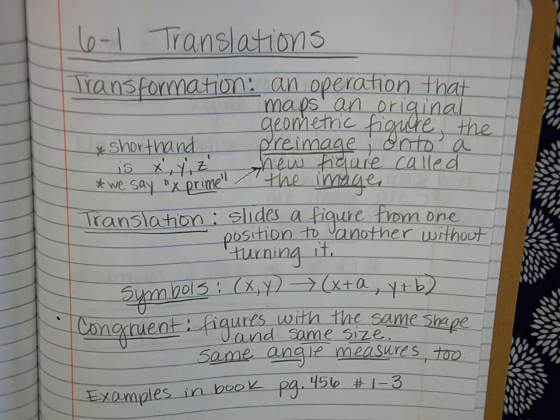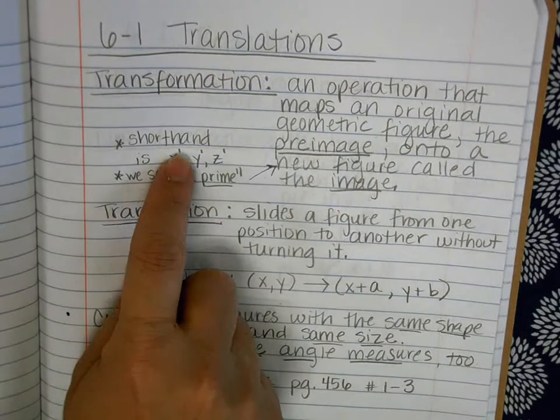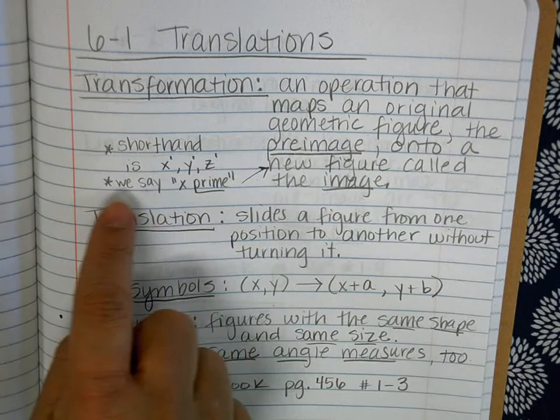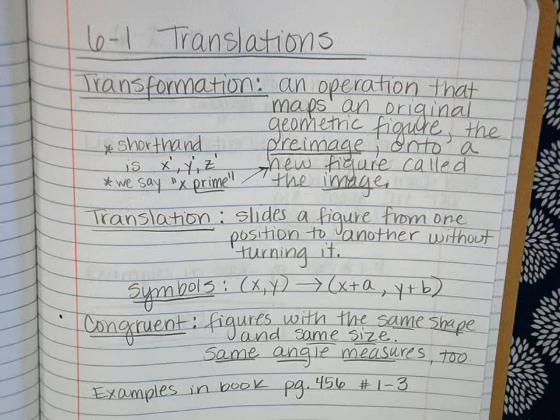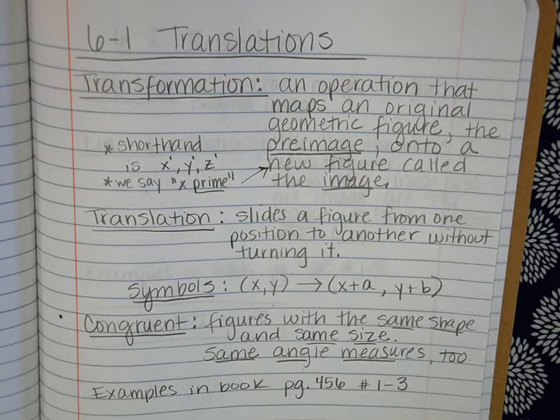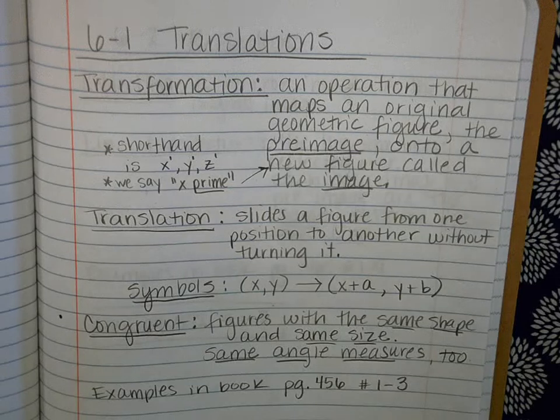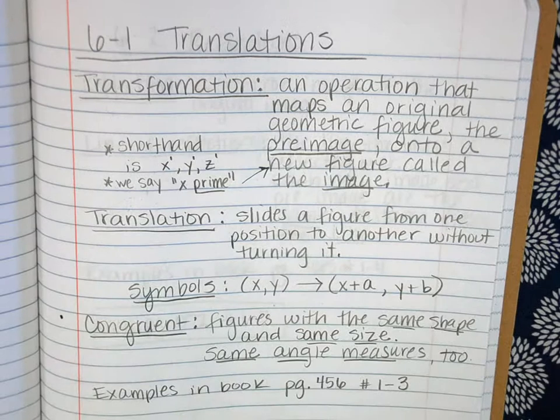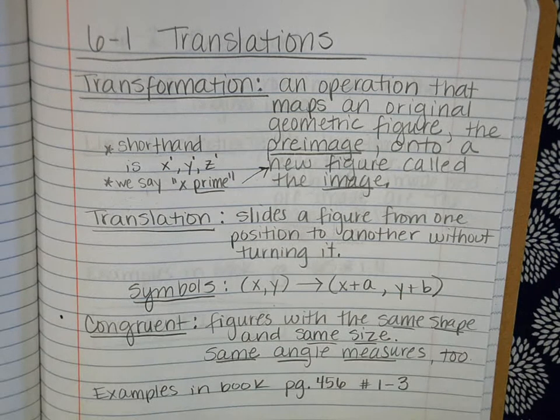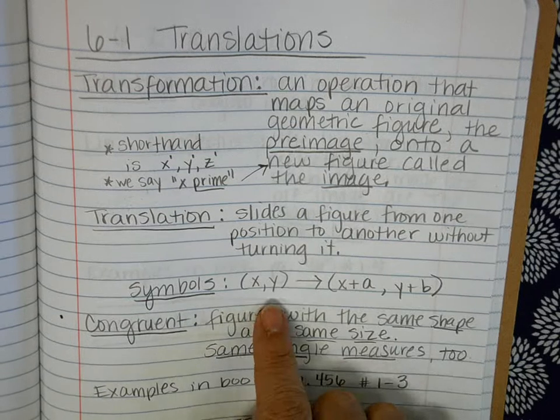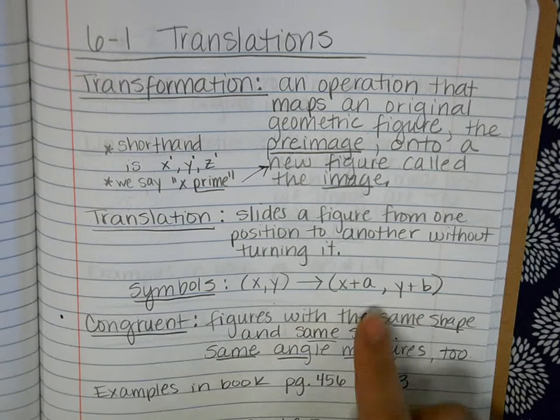One of the shorthand things right here you see is a little prime mark above each letter, and the word we say is, for example, X prime, and that's the new image that we create. We say prime. So translations are for today. Translation is a slide. Just remember slide. It moves a figure from one position to another without turning it. So it's just like pick it up and move it over. There's some symbols that we use, and I'll show you how to do those in a bit.